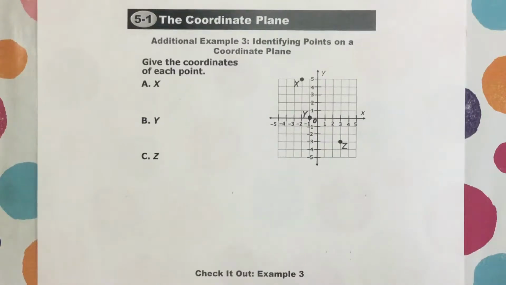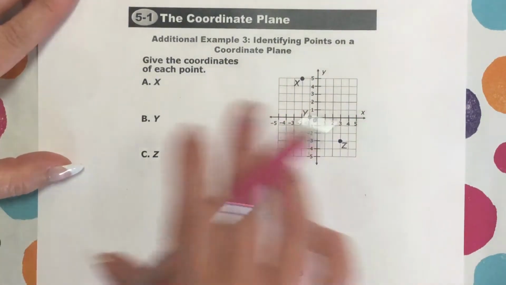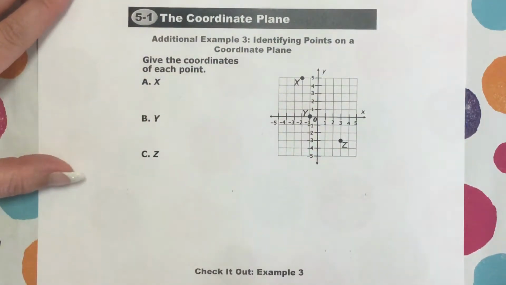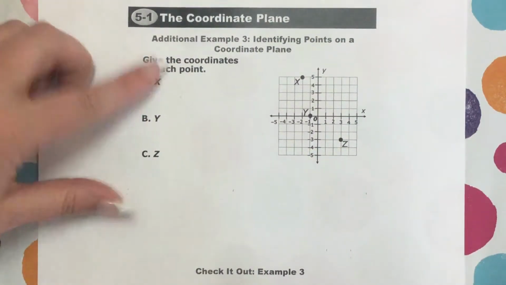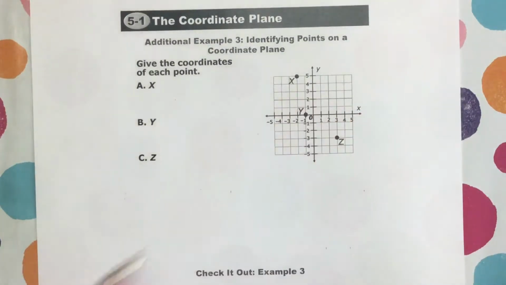So example 3, we're going to be identifying the points on a coordinate plane. So now we're going to be given points, and we have to give the coordinates of each ordered pair, each point. So let's go ahead and start with x.